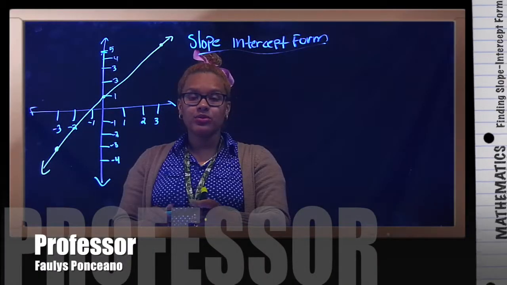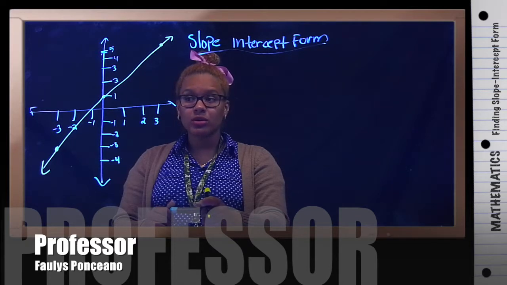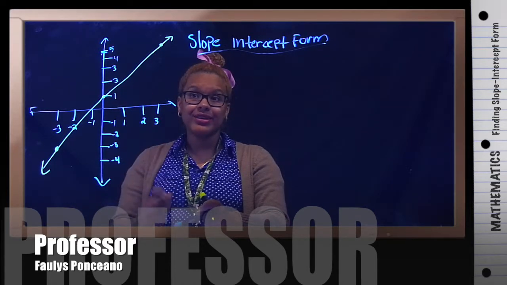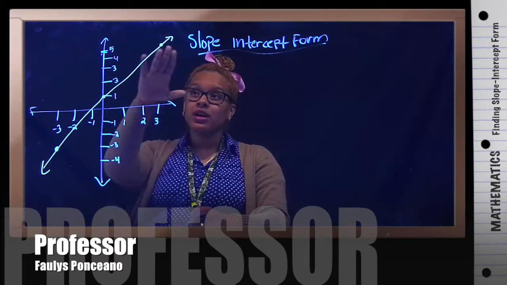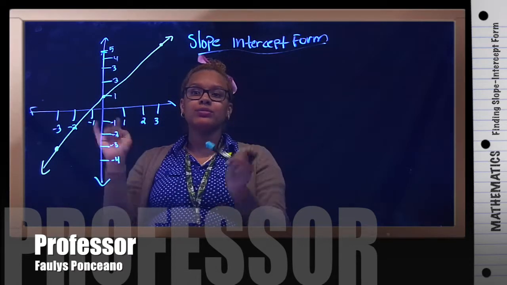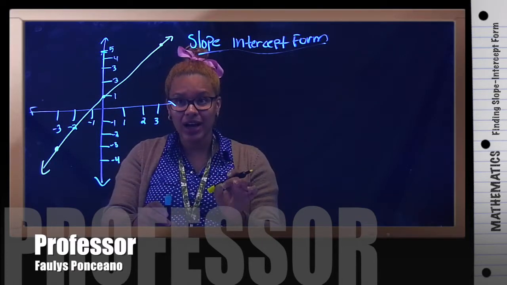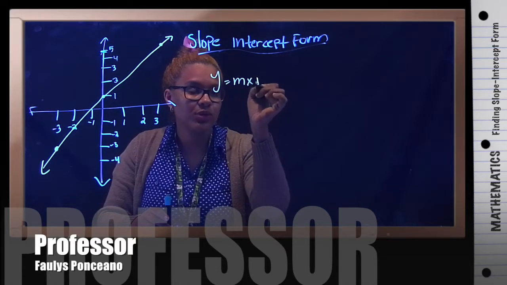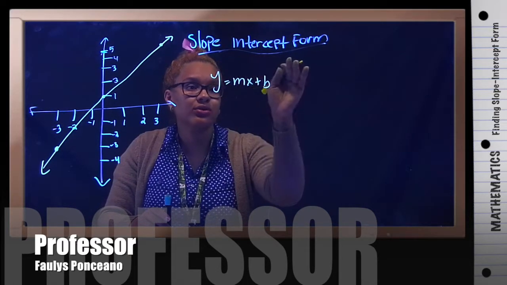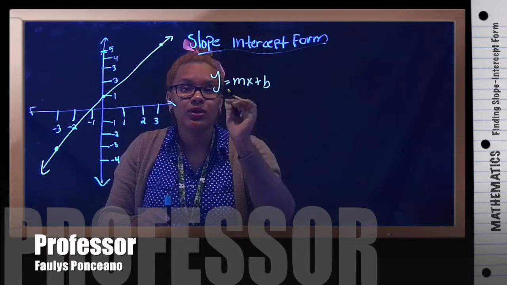In this example, we're given a graph, and we're asked to write the slope-intercept form equation of this linear line. So I'm given a graph, I'm given a line. What do I do? Well, first let's write down our guide, which is y equals mx plus b, the slope-intercept form of a linear line. What does this tell me?